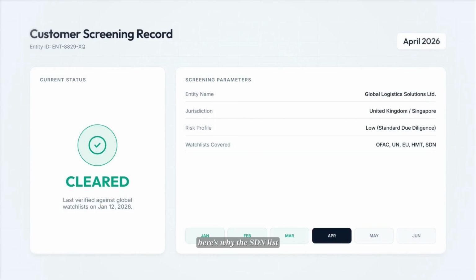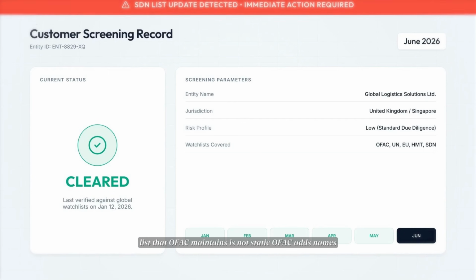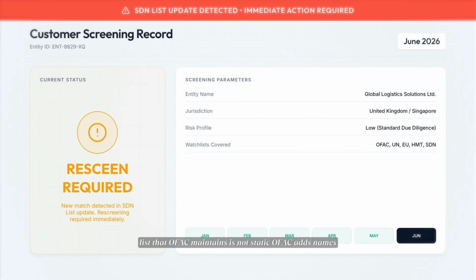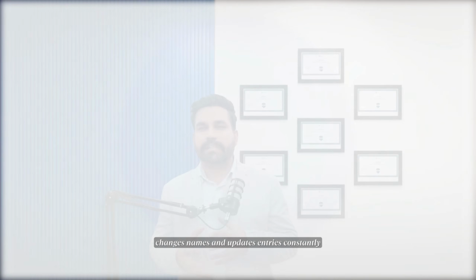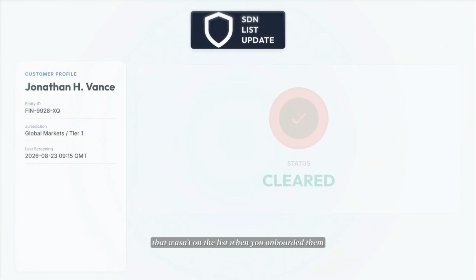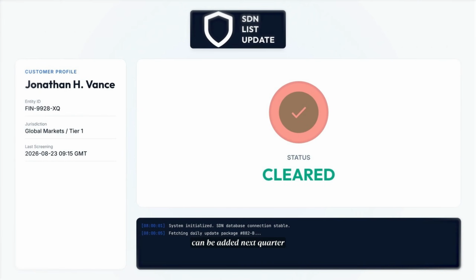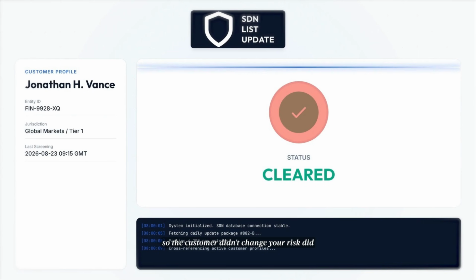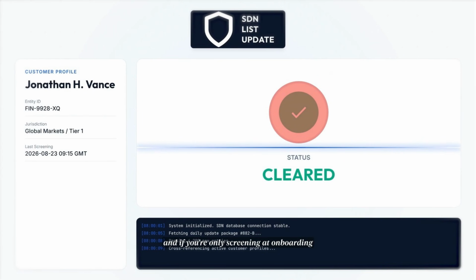Here's why. The SDN list, the Specially Designated Nationals list that OFAC maintains, is not static. OFAC adds names, changes names, and updates entries constantly. A person or company that wasn't on the list when you onboarded them can be added next quarter. So the customer didn't change, your risk did. And if you're only screening at onboarding, you have no way of knowing.